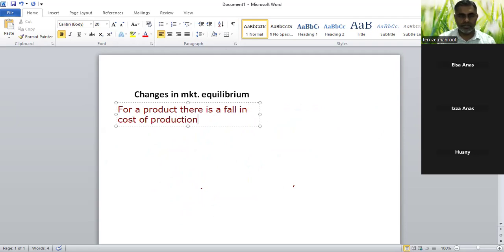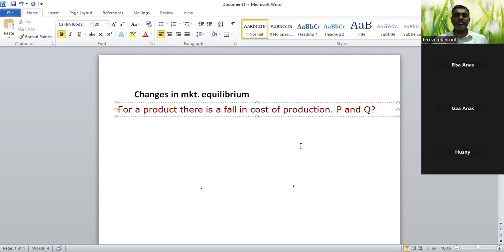Okay, there is a fall in cost of production. What will happen to price and quantity? You will then question one. What will happen to price and quantity? See this, for a product, there's a fall in cost of production. What will happen to price and quantity?